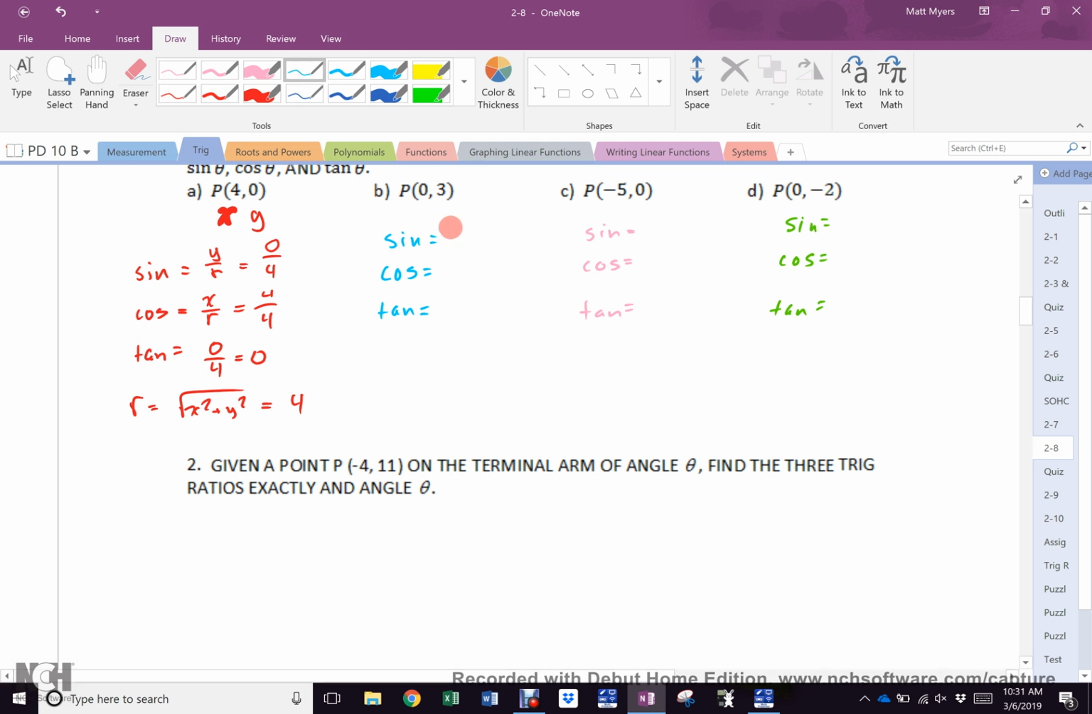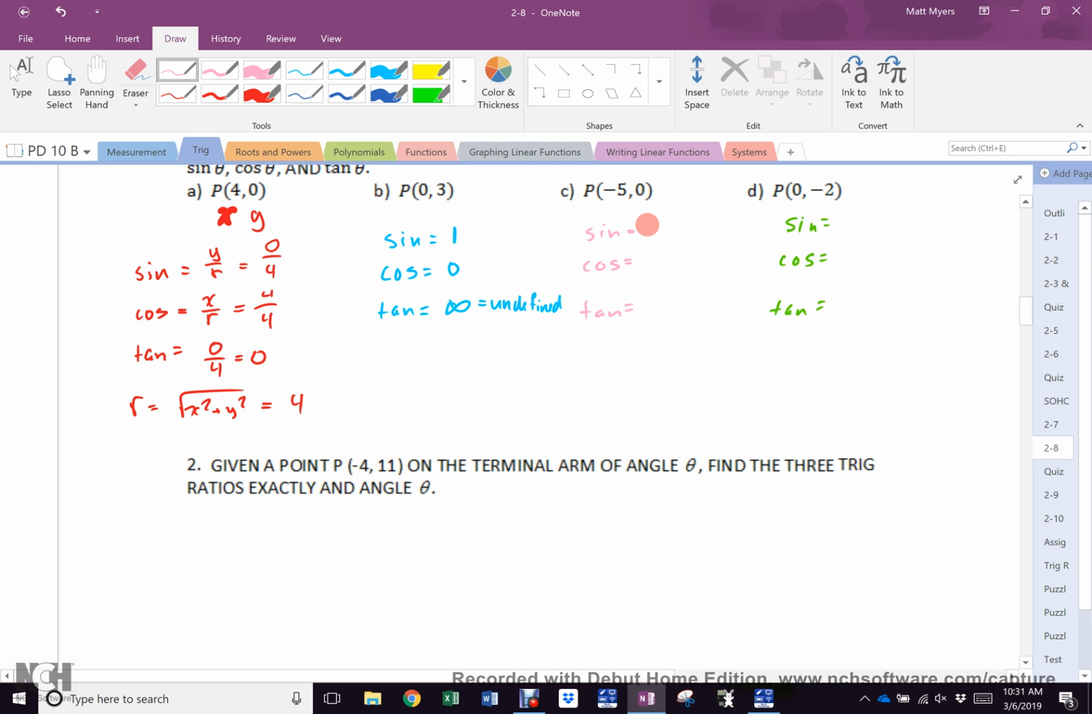What's my sine? 1. What's my cos? 0. What's my tan? Yes, it is infinite. It is undefined. Because you cannot divide by 0.